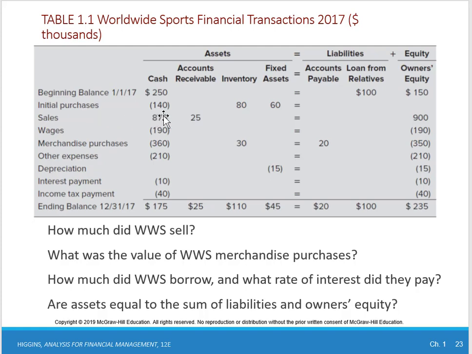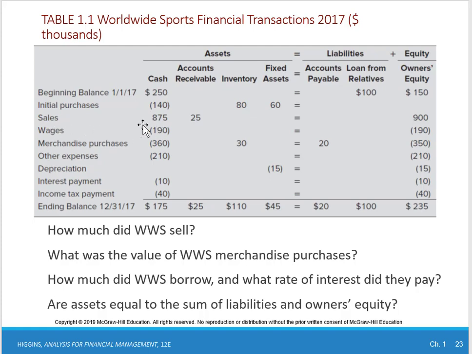Now they purchased some things. They spent $140. 80 of that was inventory, 60 of it was fixed assets. If you notice, when we talked about this double journal entry system, you'll see that if the transactions are opposite the item, right, the equal sign here, then they're both positive, right? So 250 equals 250. But in this case, if you spent $150 in cash, you purchased assets with this cash. So that means what? 80 of it was inventory, 60 of it was fixed assets.